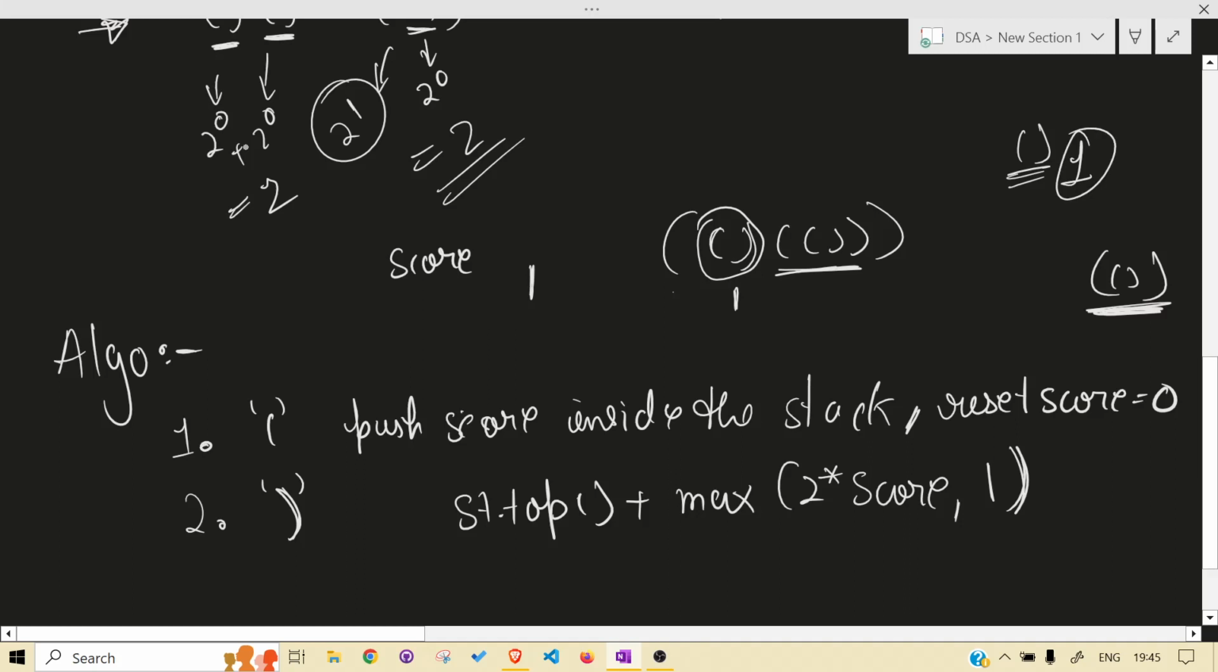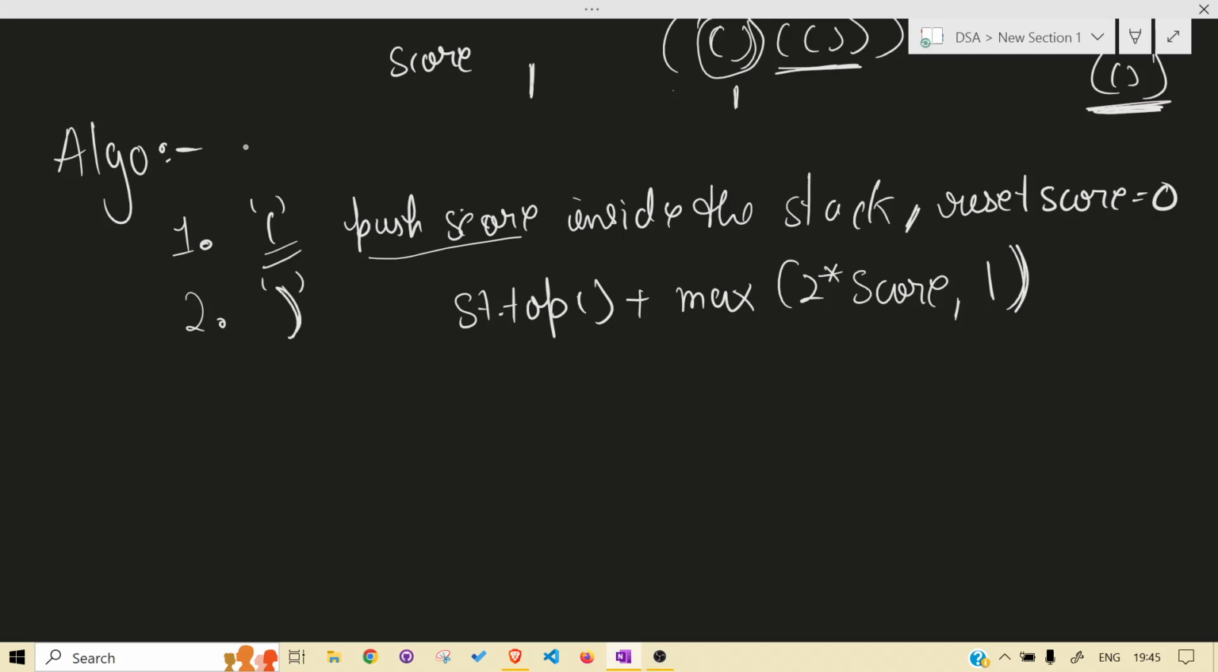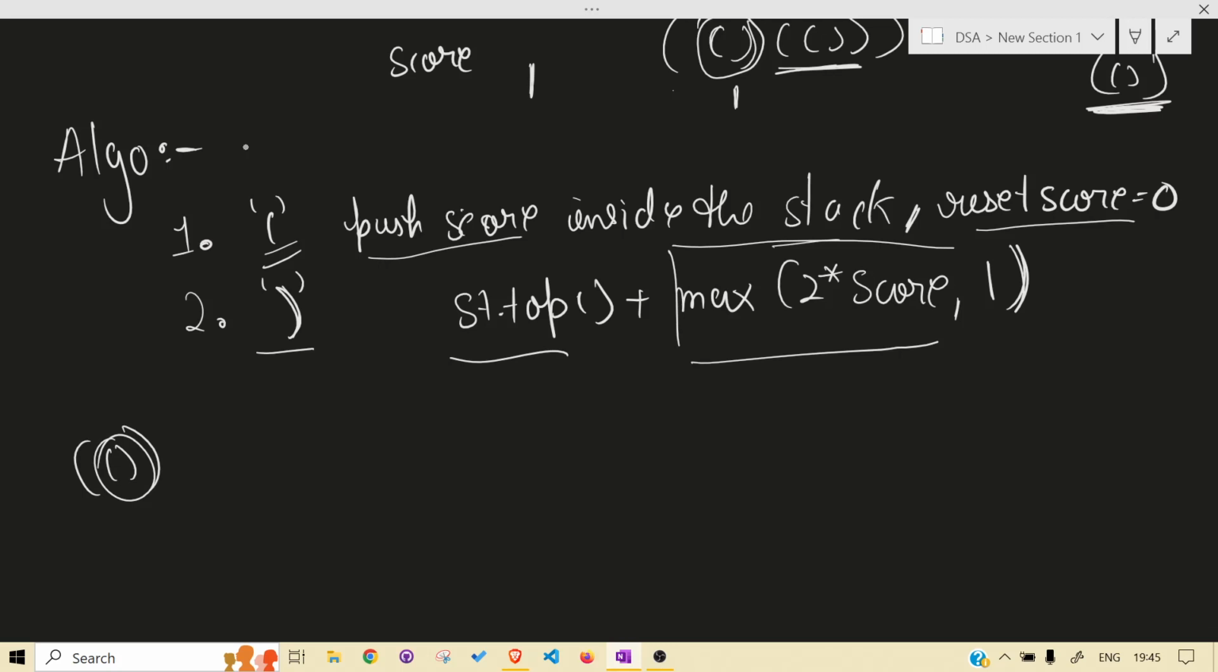We can have minimum is 1. So we will do this. What we will do is, when we encounter an opening bracket, push whatever score you have inside the stack and reset the score to 0. And when you have the closing bracket, see the previous and do the calculation of how many brackets inside brackets you have. I'm just forgetting the word. This is made to counter this.